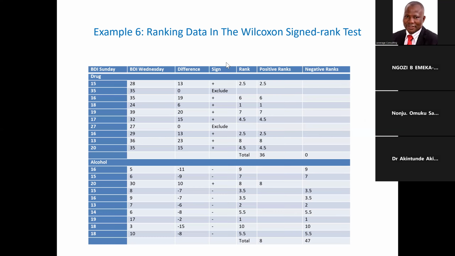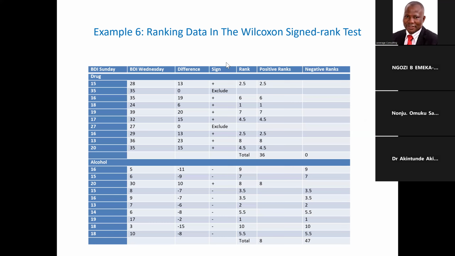So here, when you remove Sunday from Wednesday, it's obvious that the pressure score is higher on Wednesday. So when we remove Sunday from Wednesday for the drug, all of them are positive. That is, all the values on Wednesday are higher than Sunday, so it's in the positive direction. But if you look at the alcohol, when you remove Sunday from Wednesday, some are negative. Can you see? Some are positive, some are negative.